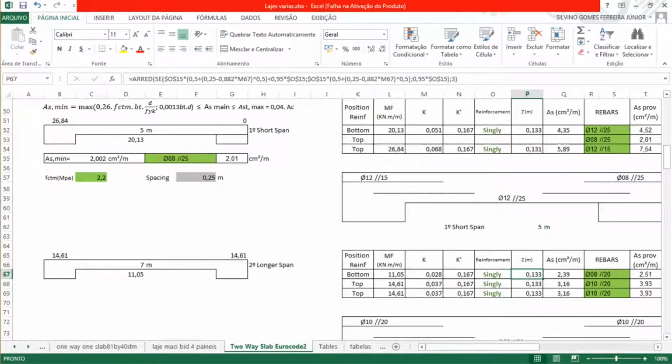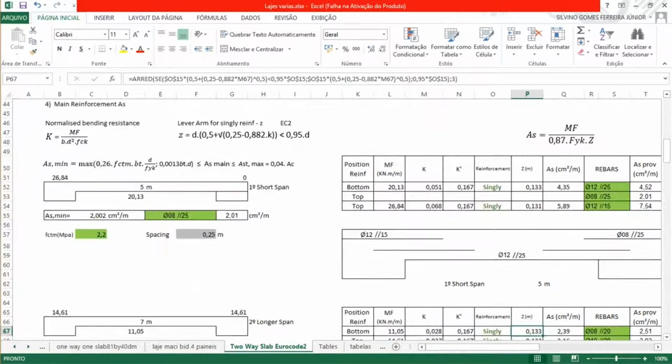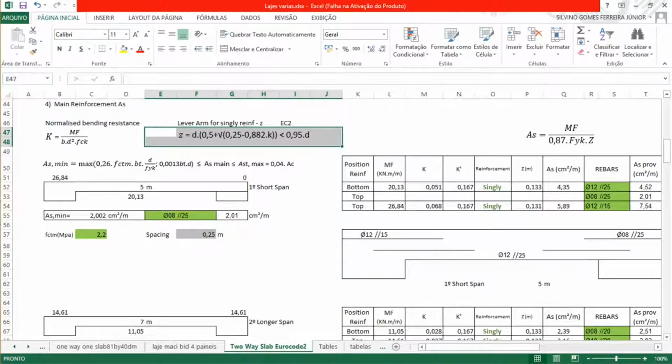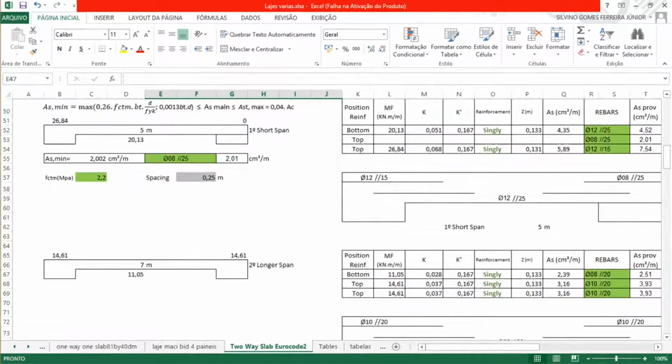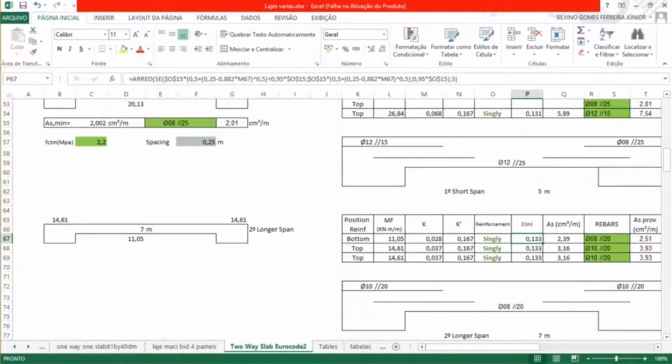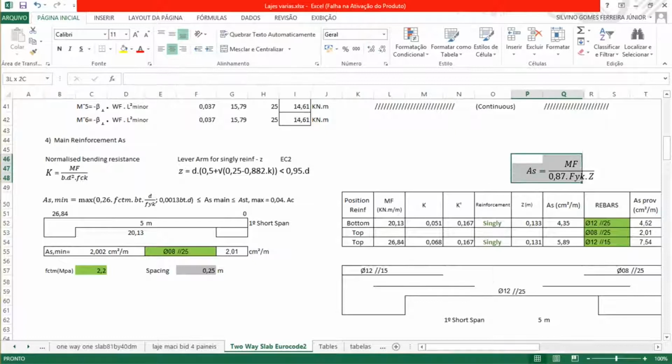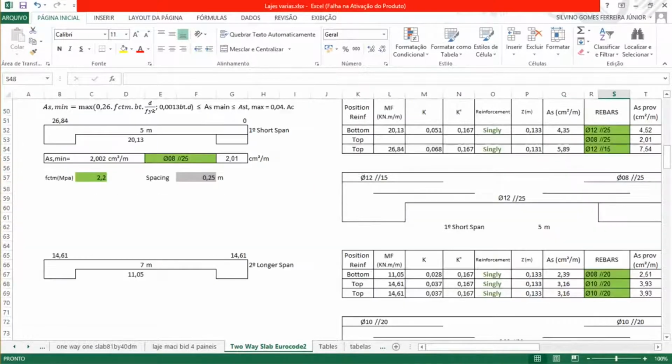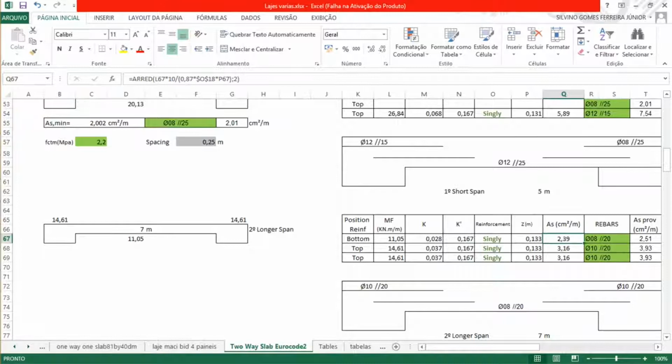The lever arm we will use is this expression of the Eurocode that is limited by 0.95 multiplied by the effective depth. So we get this lever arm 0.133 in relation to this K that we calculated. And the reinforcement will be given by that expression, factored moment divided by 0.87 multiplied by fyk multiplied by the lever arm Z. So, and we get this value.